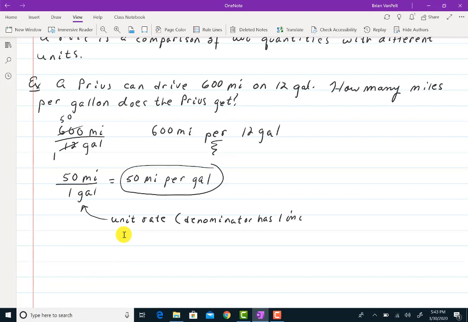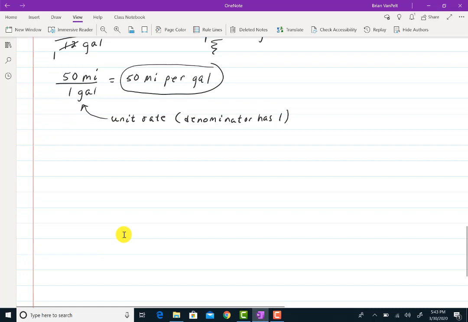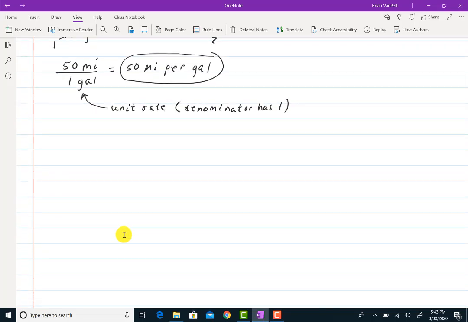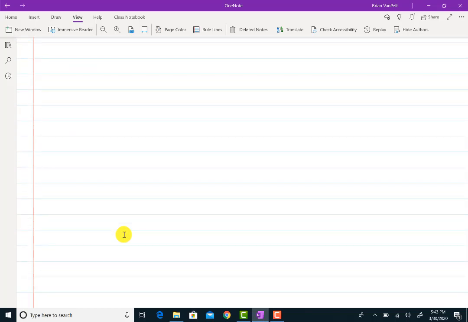I don't know how to say this. I'll just say it has 1. I don't know if I can think of anything better. When you get to the denominator of 1, you know you have a unit rate. So let's take a look at some examples here to indicate some of these unit rates.